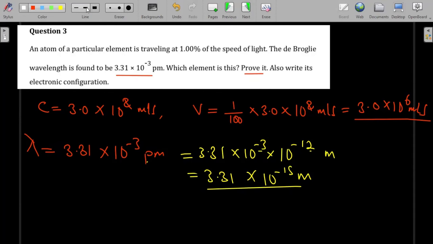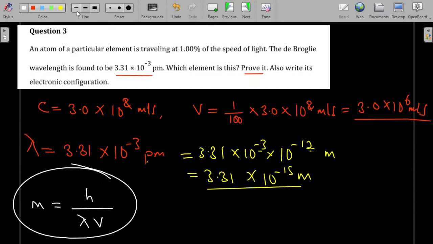We're going to use this formula to calculate the mass. Mass is equal to Planck's constant over lambda, which is the wavelength, multiplied by the speed. But where does this formula come from? It just comes from the formulas that we have. We know that the wave equation says that the speed is equal to the frequency multiplied by the wavelength. I can make the frequency the subject of the formula.